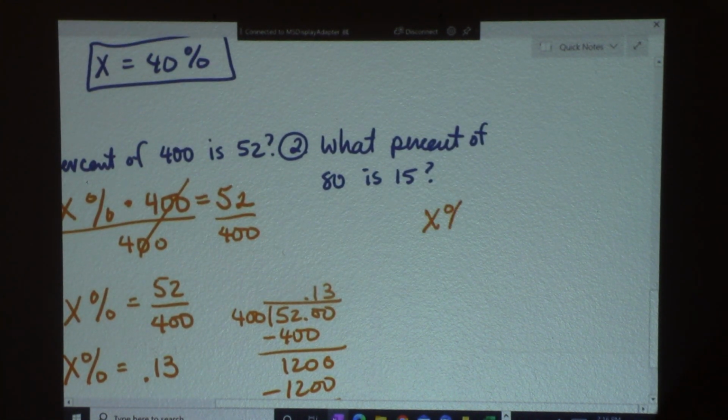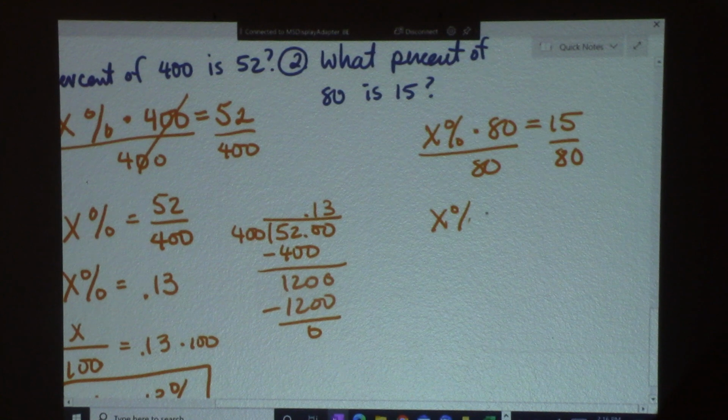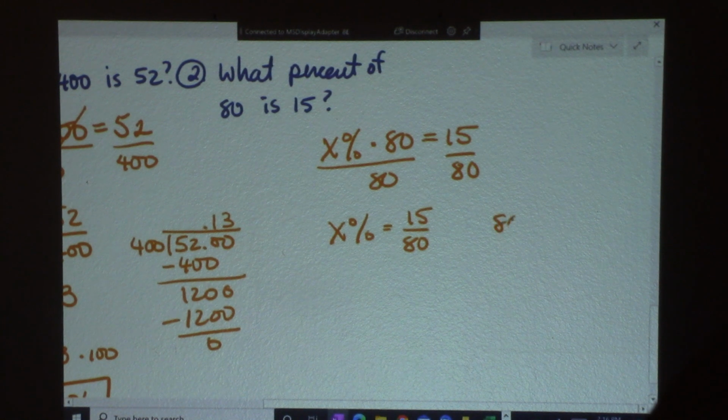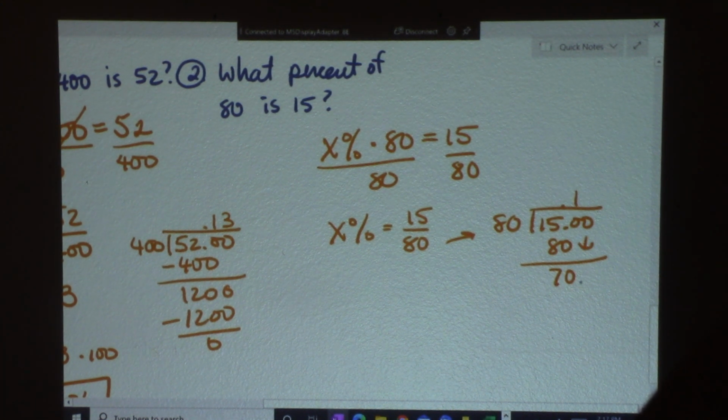What percent of 80 is 15? I'm going to divide by 80. And I have X percent equals 15 out of 80. Now I'm going to divide 80 into 15. 80 goes into 150 once. And I get 70. Bring down a 0. And it goes in 8 times.